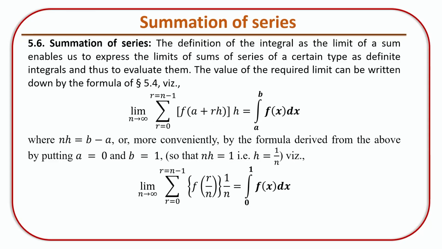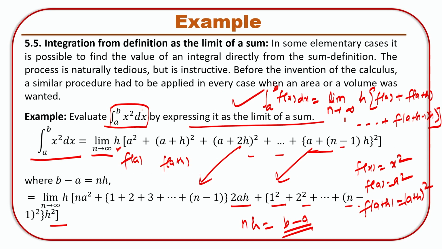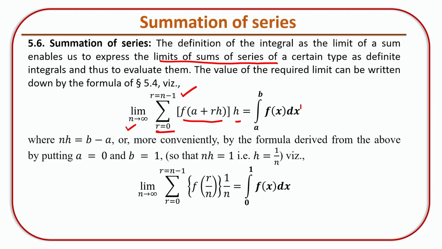So here is the new concept for definite integrals. What it says is that the definition of integral as the limit of a sum enables us to express the limits of a sum of a series of a certain type as definite integrals, and thus to evaluate them. The value of the required limit can be written down by formula 5.4, that one. So the sum from r equal to 0 to r equal to n minus 1 of f of (a plus rh) into h, limit n tends to infinity, right? That was our formula here. Limit n tends to infinity of h into this sum, and that is equal to the definite integral from a to b of f(x) dx.